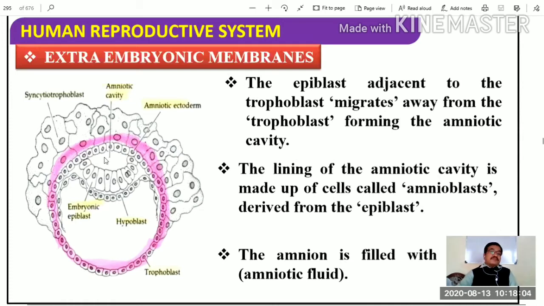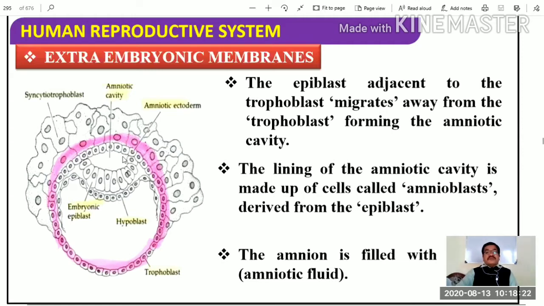This is the hypoblast. This is the amnioblasts. The amnion is filled with amniotic fluid. So this is the amnion area, and it will be filled with the amniotic fluid. The amniotic cavity contains amniotic fluid.